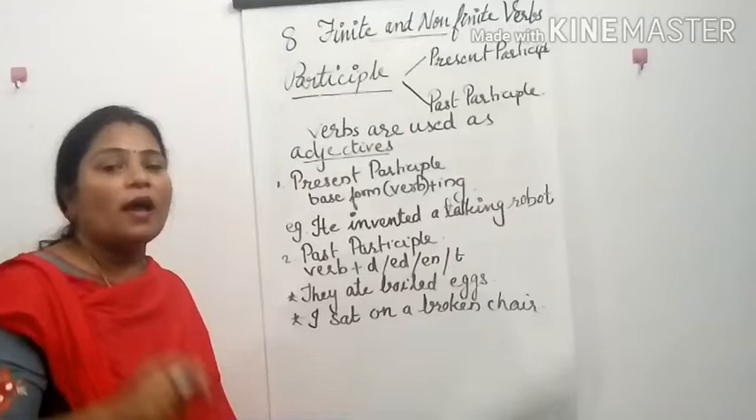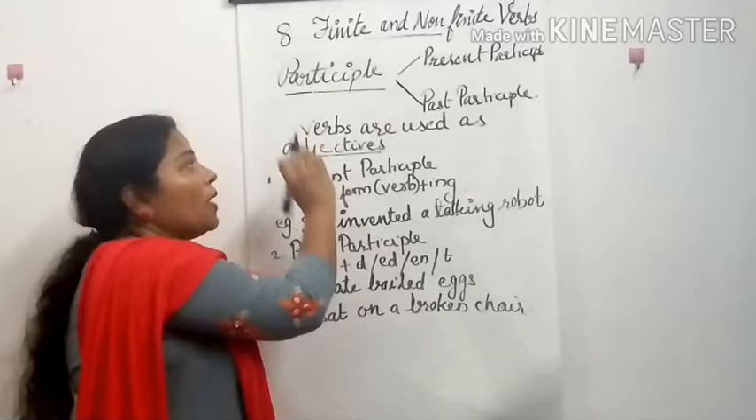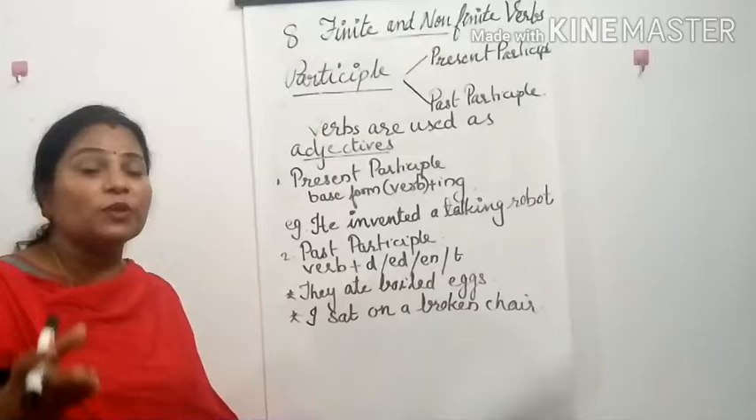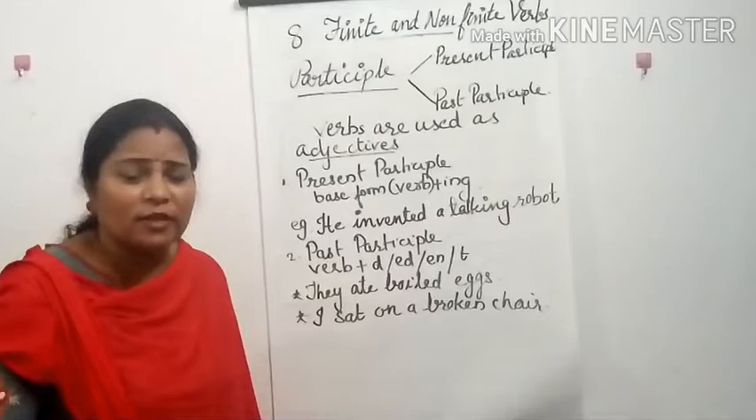We always say present participle and past participle. Before that, let me tell you that participles are verbs, and these verbs are used as adjectives. We know that a verb is an action word. Adjectives mean what? Describing words. An adjective is used to describe a noun.